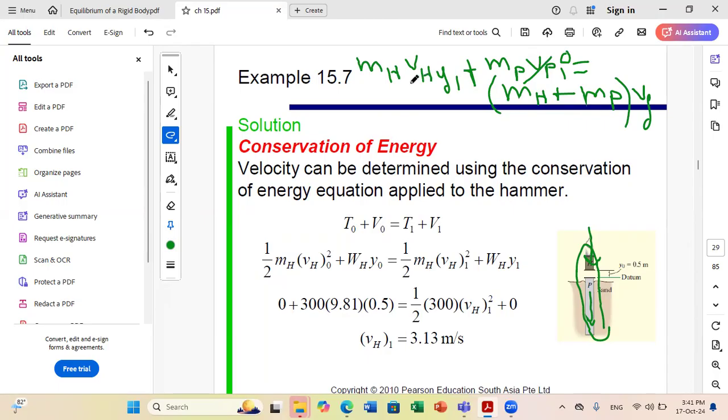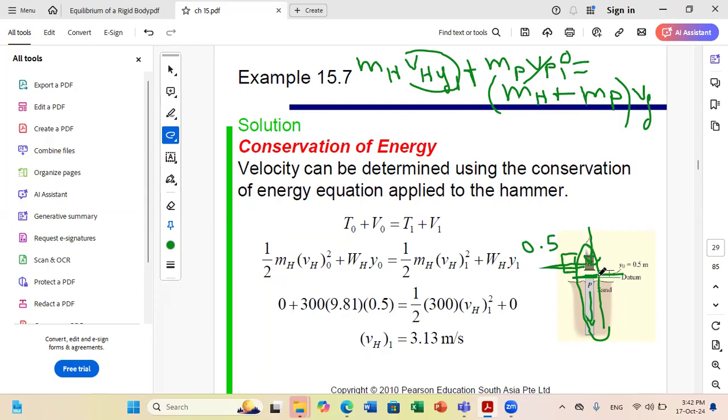Now, how do we get the velocity of the hammer just before hitting the pile? What is the information they gave us? They told us that the hammer is launched from a certain height, so the initial height is 0.5 meters. Then we released it, and we need the velocity just before it strikes the pile. Which concept can we use here? Projectile motion. Conservation of mechanical energy. Very good. You can use projectile motion if you want, and you can use conservation of mechanical energy. Both are right and both will give you right results.